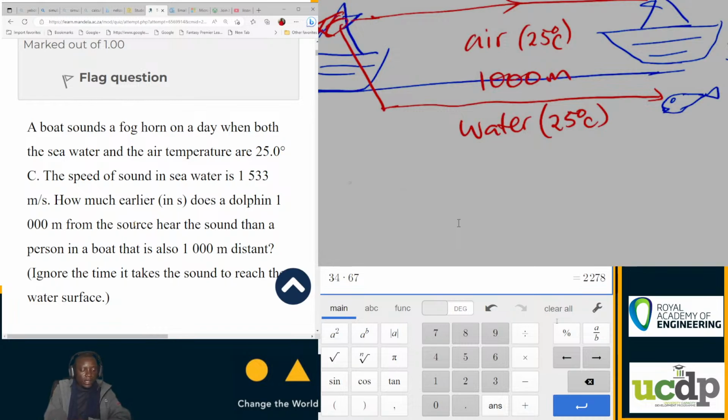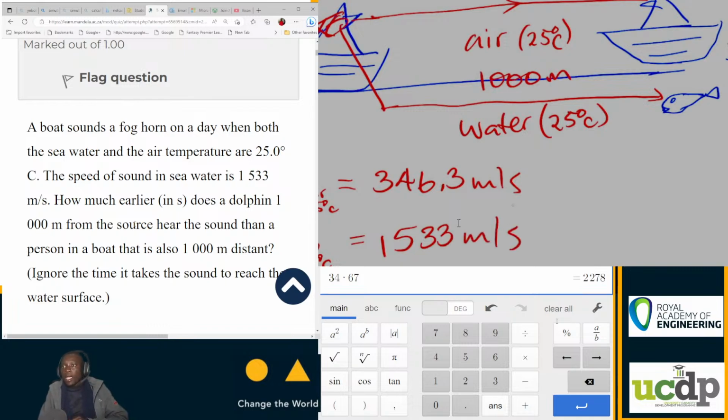So the speed of sound in air at 25 degrees Celsius, V in air at 25 degrees Celsius, is equal to 346.3 meters per second. And we're given the speed of sound in seawater at 25 degrees as 1,533 meters per second. Okay.